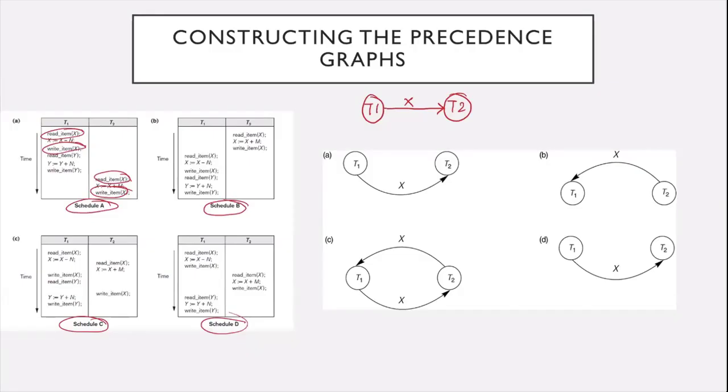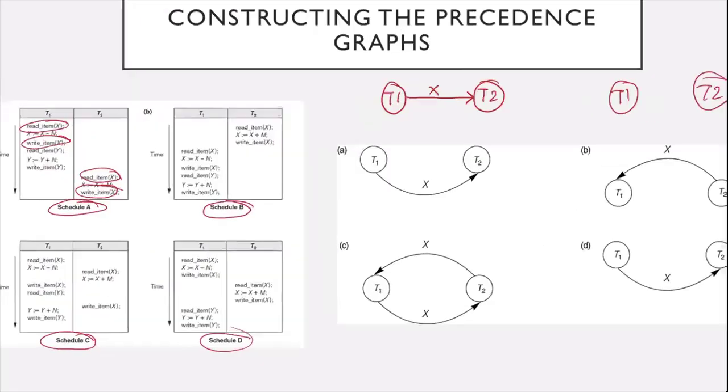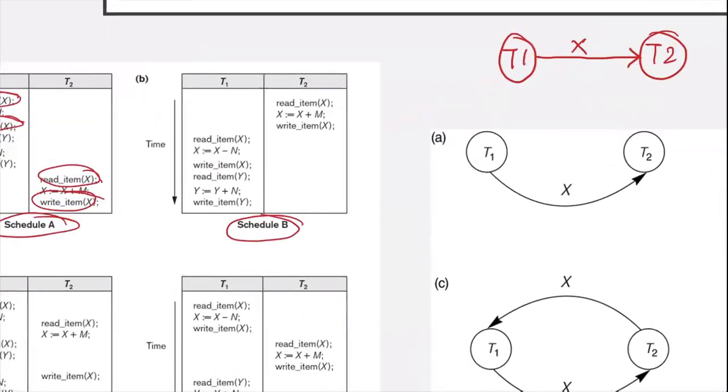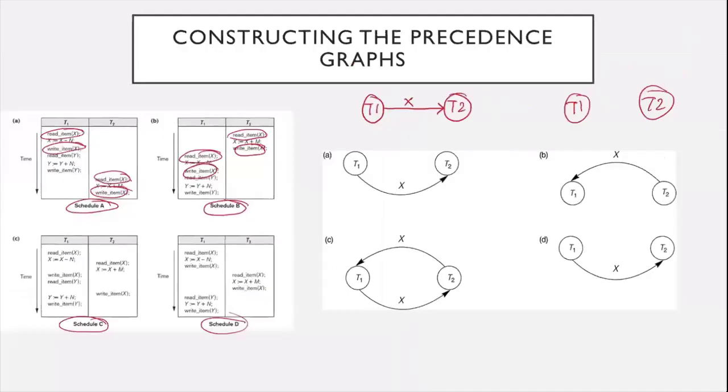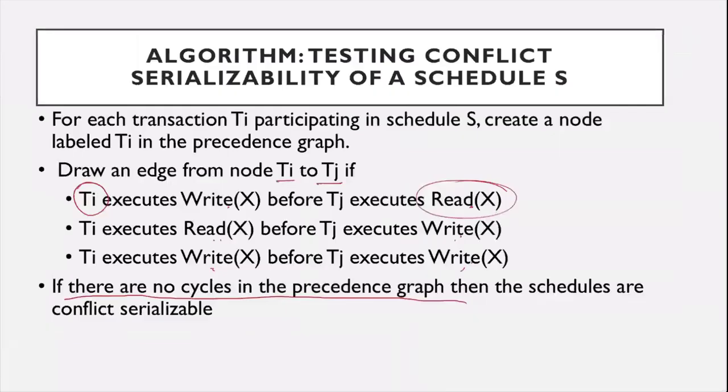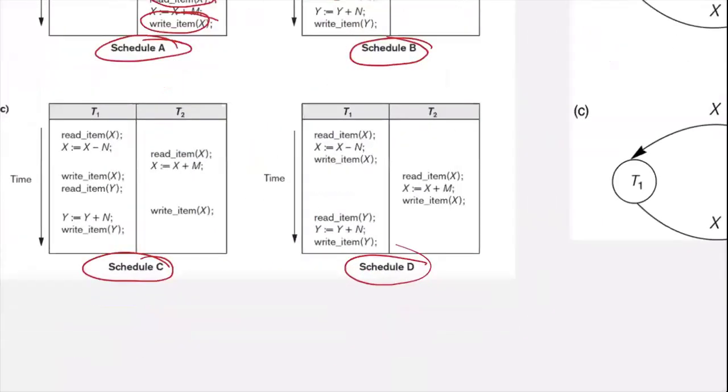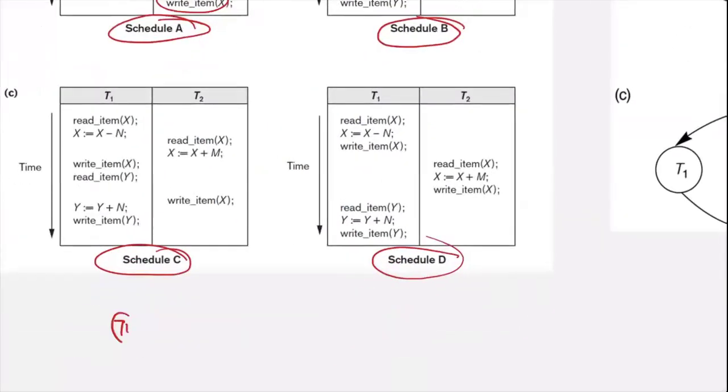Similarly, for schedule B, I have again two transactions, T1 and T2. If you look at this now, T2 is first. T2 performs a read and a write before T1 does a read and a write. So now the edge will be from T2 to T1. Whoever does it before, the edge will be directed starting from that node and going to the other node. So T2 to T1. Let's look at the non-serial schedules now. So here I have T1 and T2.